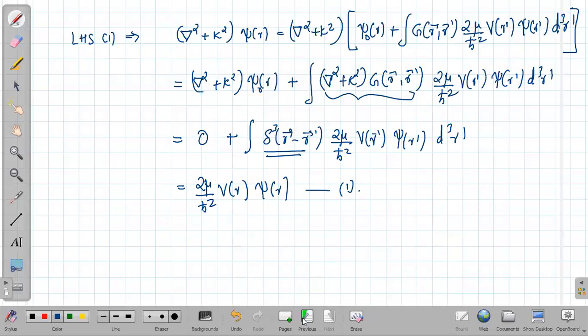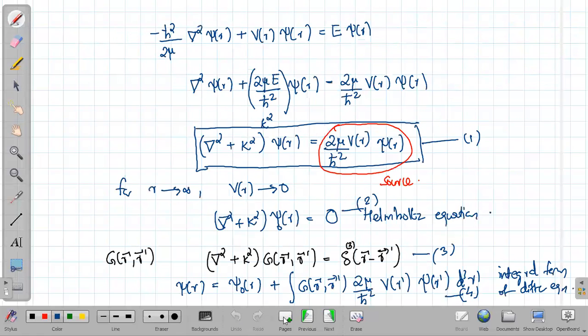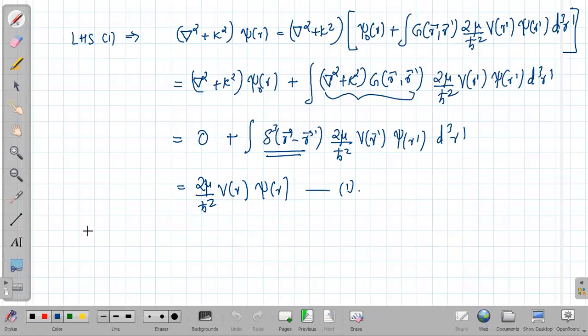Okay, so indeed this equation number 4 is a correct equation. Equation number 4 actually represents the integral form of our original differential equation, or the integral form of the Schrodinger equation. So the integral form of the Schrodinger equation.